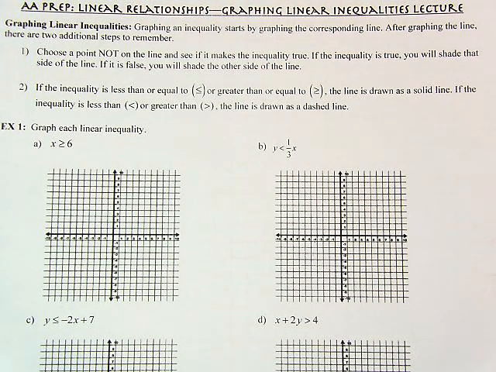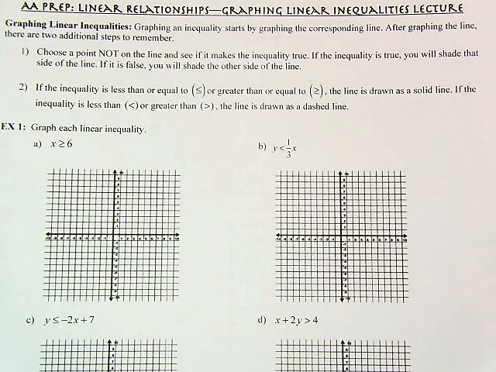1. Choose a point that's not on the line and see if it makes the inequality true. If the inequality is true, you will shade that side of the line. If it's false, you will shade the other side of the line. For me, if I can choose it, I would always choose the origin. Sometimes I can't choose it if I have a line that slices through the origin, but if I get a choice otherwise, I would go with the origin. It's just a really good choice for a checkpoint.